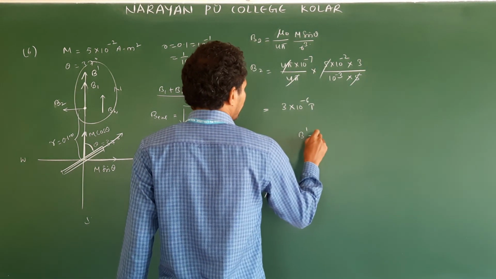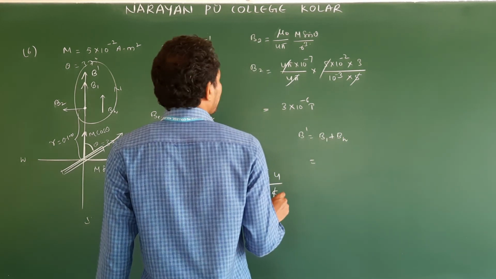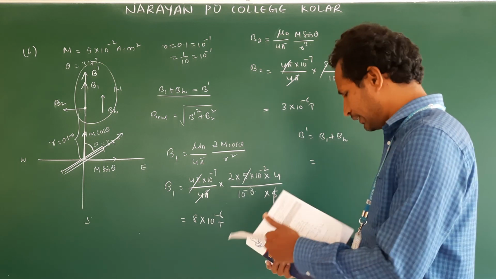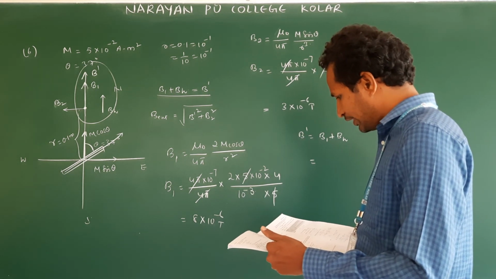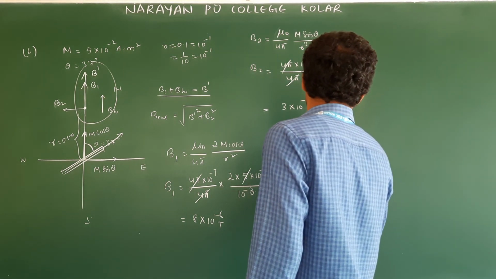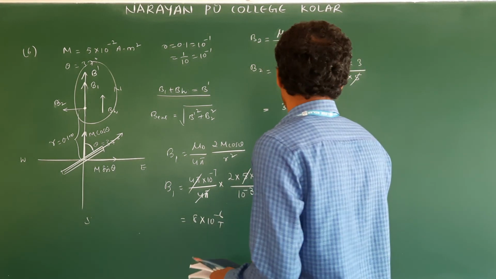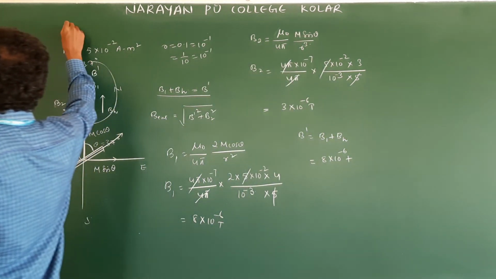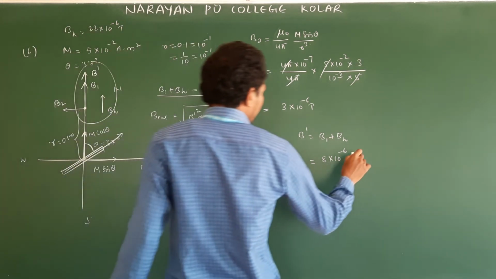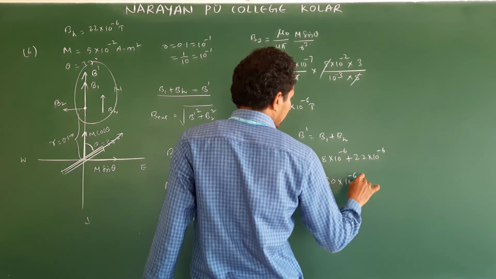Now B dash is equal to B1 plus BH. B1 we got as 8 into 10 power minus 6. Am I correct? So B1 is equal to 8 into 10 power minus 6 plus BH. BH is given. BH is equal to 22 into 10 power minus 6 Tesla. So this is 22 into 10 power minus 6. So this is 30 into 10 power minus 6 Tesla.